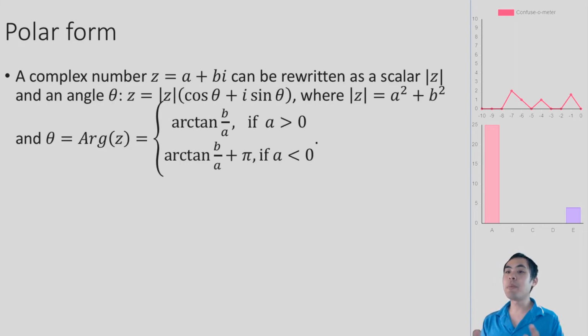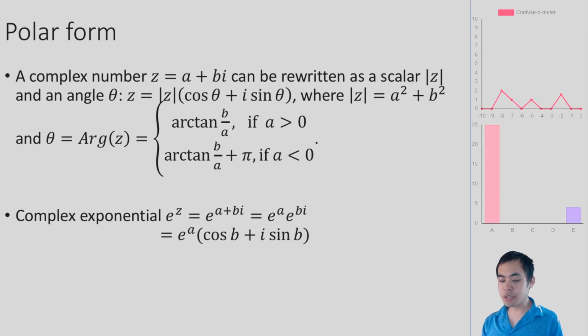So a complex number can be rewritten as a scalar. So z is equal to a plus bi. Well, that's in this sort of coordinate in this 2D plane. But you can think of it instead as a scalar and an angle. It's a scalar because that's the length, and so that's how much you're scaling it by, and then you have an angle of rotation that happens when you multiply numbers by that complex number.